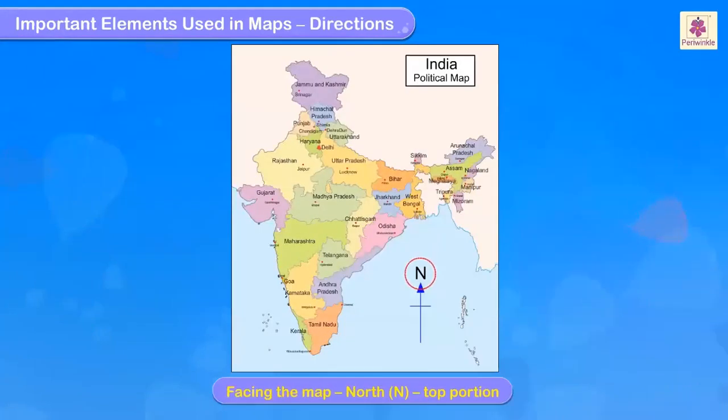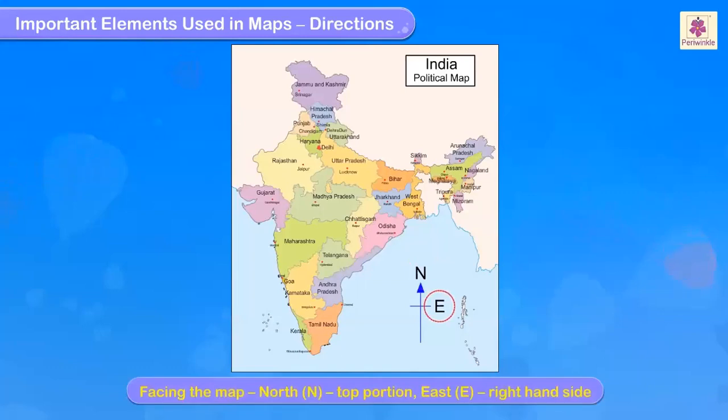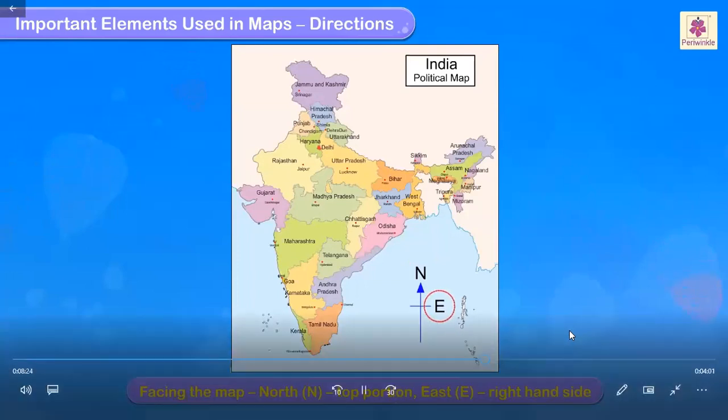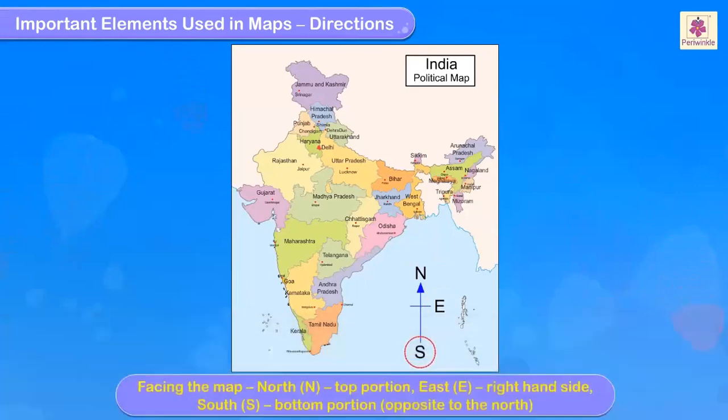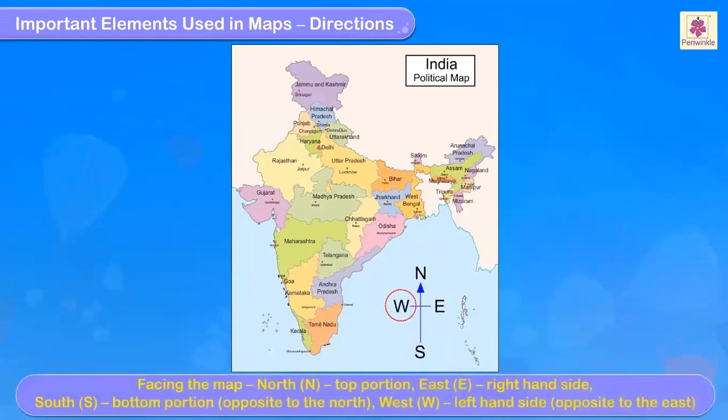North, that is N, the top portion. East, that is E, the right hand side, that is, if we stand facing the map. South, that is S, the bottom portion, opposite to the north. West, that is W, the left hand side, that is opposite to the east.